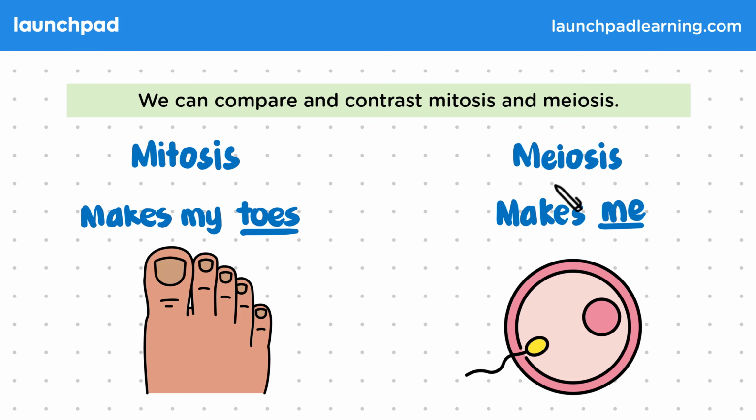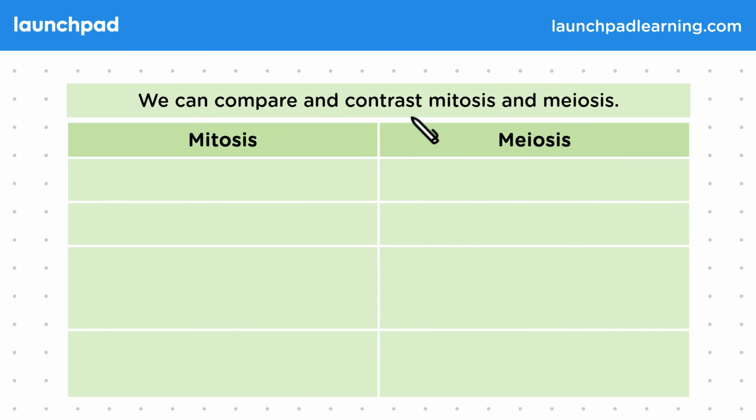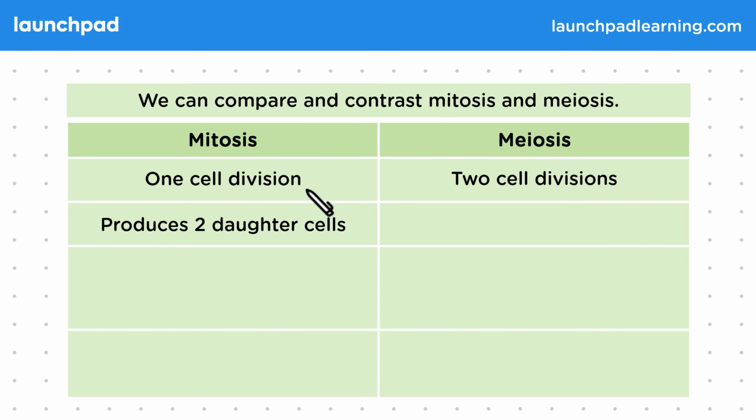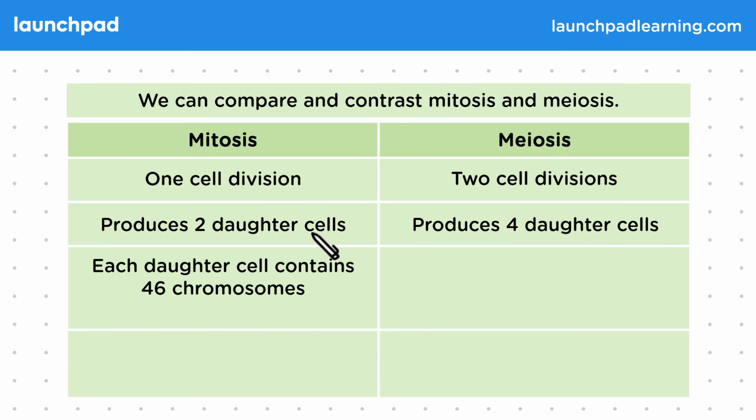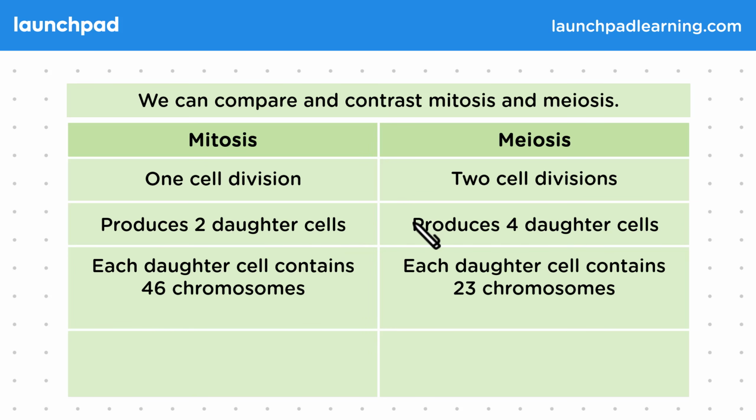What are the similarities and differences between mitosis and meiosis? We can compare and contrast mitosis and meiosis using this table. It's important that you remember the differences between mitosis and meiosis and don't get them muddled up. So first, with mitosis, we have 1 cell division, whereas meiosis has 2 cell divisions. Mitosis produces 2 daughter cells, however, meiosis produces 4 daughter cells. In mitosis, each daughter cell contains 46 chromosomes, however, in meiosis, each daughter cell contains 23 chromosomes.